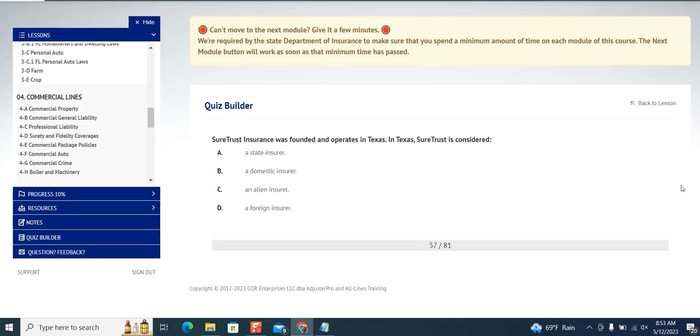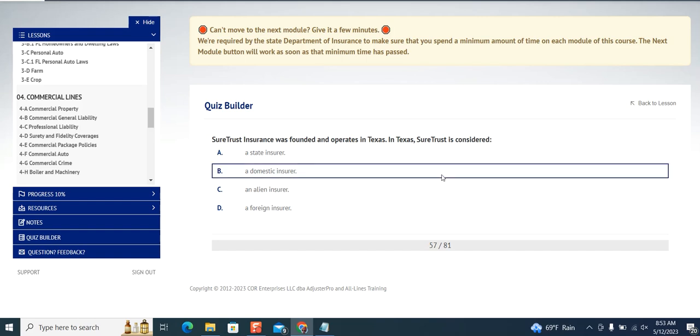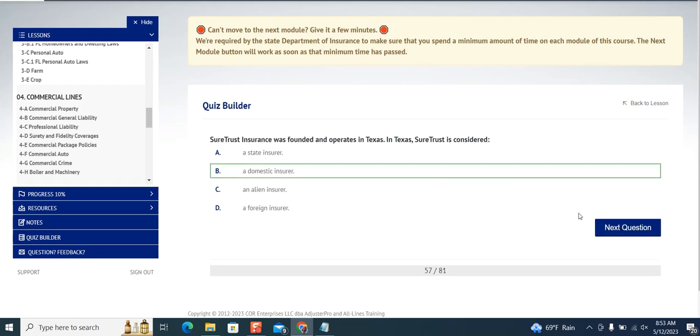Sure Trust Insurance. I don't even know what that is. Sure Trust Insurance was founded and operated in Texas. In Texas, Sure Trust is considered domestic. At first, I thought it was like a state insured, because Texas is a state, but in the insurance world, that just means domestic.